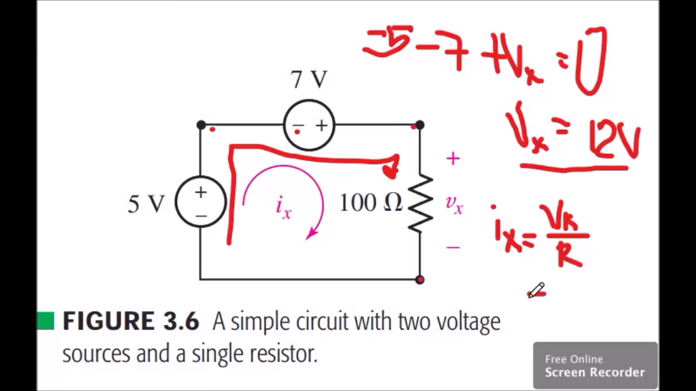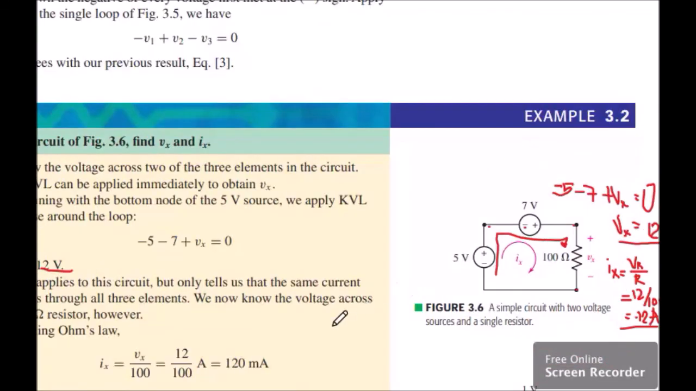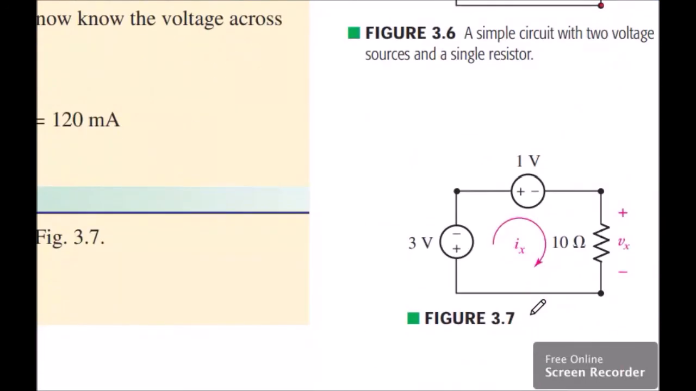And that gives us VR, which is equal to 12 volts divided by 100. And that gives us 0.12 ampere. Ayun. Let's check. 0.12 ampere or 120 milliampere is the same. Okay? That is your KVL.